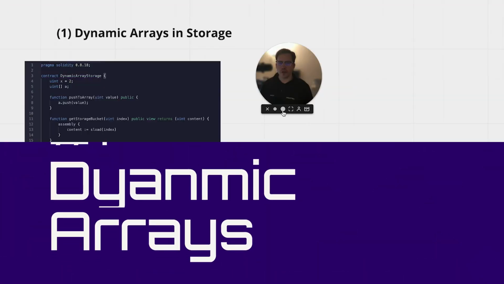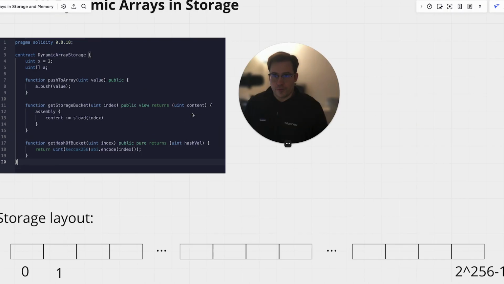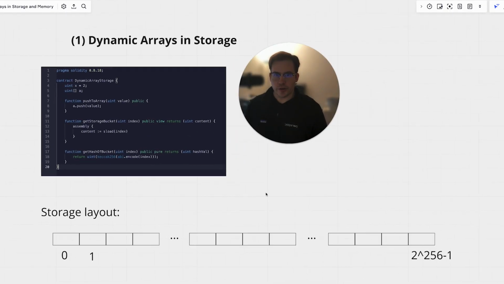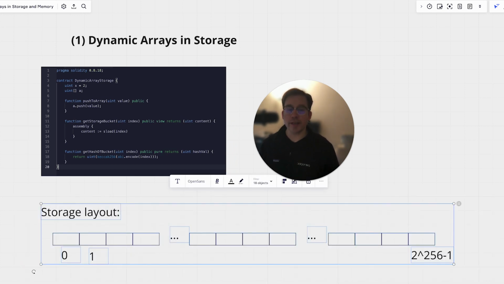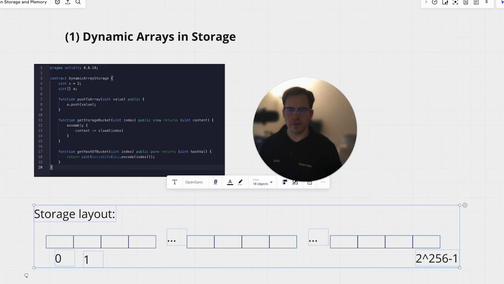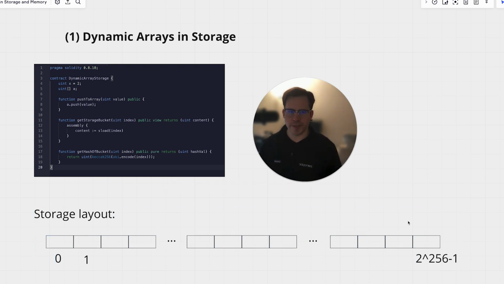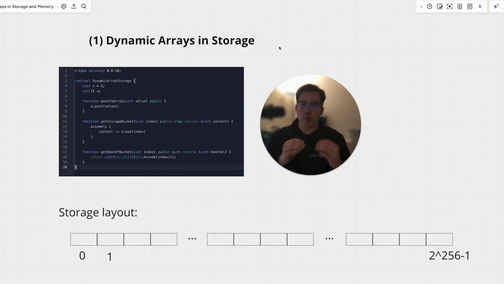We're going to jump into the visual representation here of storage. As we have done before, we like to think of our storage as a contiguous array of these storage buckets going from 0 all the way up to 2 to the 256 minus 1. The question is, how is a dynamic array stored in storage and how is it laid out? We've covered mappings before, and dynamic arrays are similar, but there are some differences.